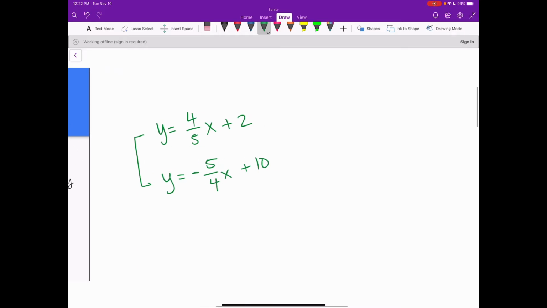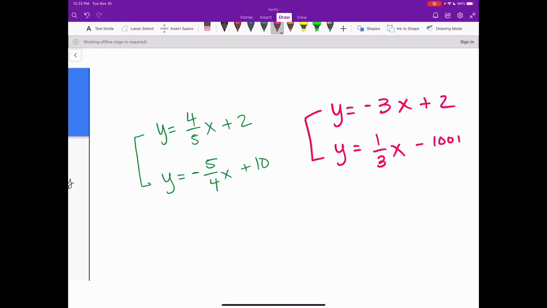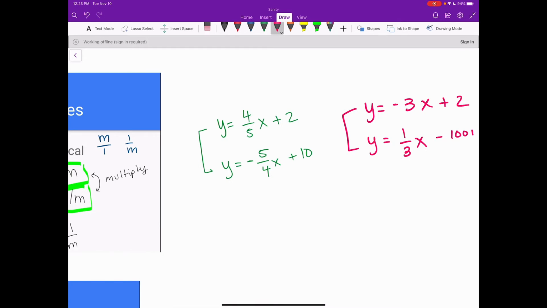How about another one? We'll do this in pink. What about y equals -3x plus 2? Then the opposite reciprocal would be a positive 1/3. So 1/3 x, and then we can just give it any y-intercept, let's do -101. Those would be, again, perpendicular lines. Their slopes are opposite reciprocals of each other. It doesn't matter what the y-intercept is right now, but we know that those two lines have to be perpendicular.